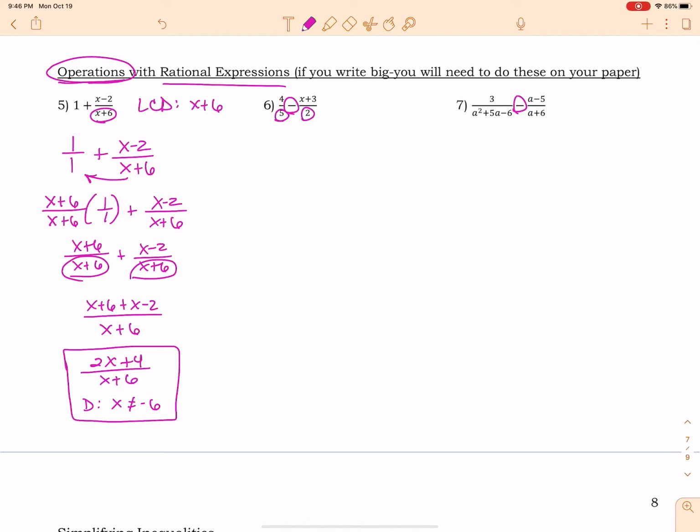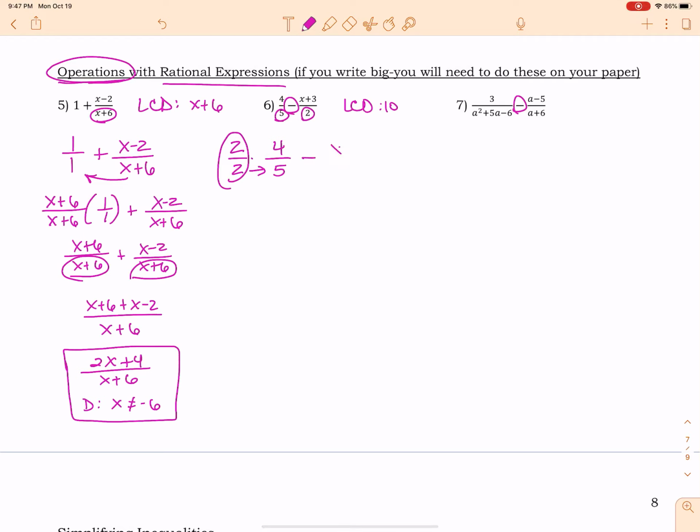My denominators have a 5 and a 2, so my LCD is going to be 10. This time I've got to multiply this fraction by what will give me 10 in the denominator. If I multiply this by 2, it will give me a 10, but if I'm doing it to the denominator, I also have to do it to the numerator, because we can't change the value of 4/5, but can I multiply it by 1? Yes. That's why I'm multiplying it by 2 over 2.